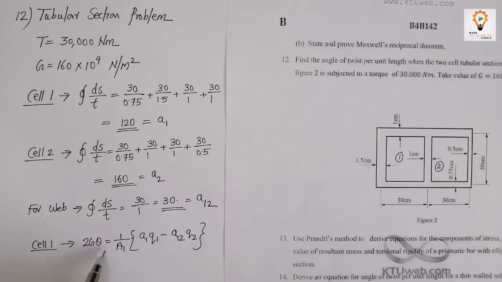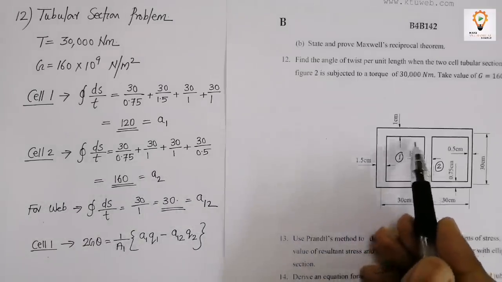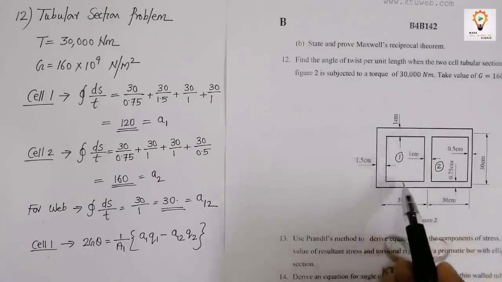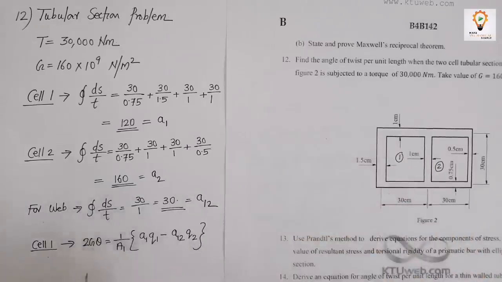So 2Gθ is equal to 1 by A1. Now what is capital A1? Capital A1 is the area of cell 1. Now this is a square section. The area is 30 square, which is 900.